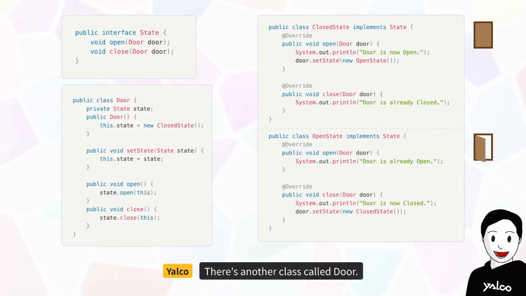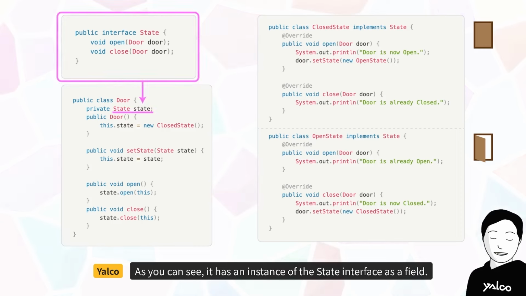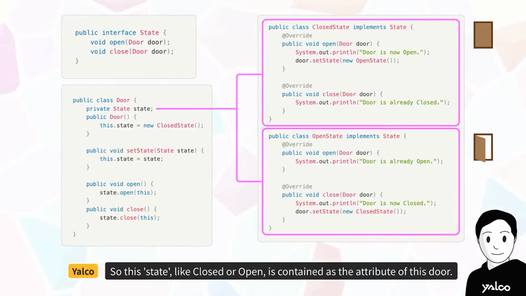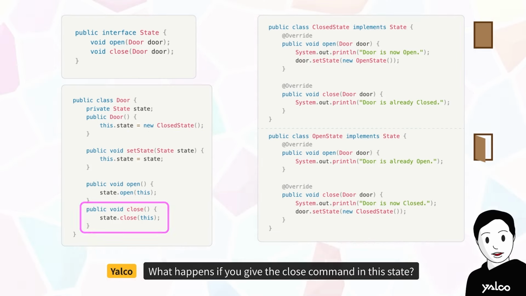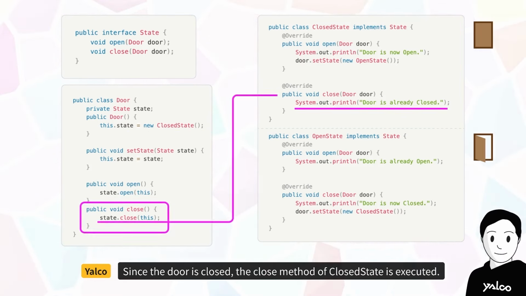There's another class called door. As you can see, it has an instance of the state interface as a field. So this state, like closed or open, is contained as the attribute of this door. Initially, the closed is initialized. It starts with the door being closed. What happens if you give the close command in this state? Since the door is closed, the close method of closed state is executed. This method only prints a message that the door is already closed and ends.